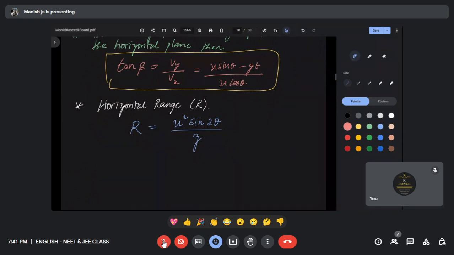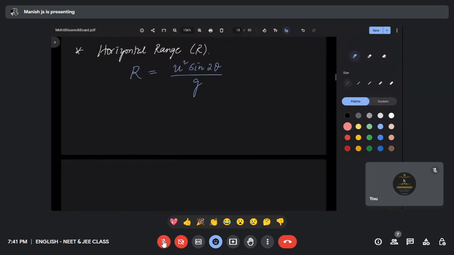Okay, so we'll be using this formula to find out horizontal range. So again, this is necessary for us. Let me box it. And then we have the maximum horizontal range. We'll be looking at the conditions for horizontal range. There is one special condition which is very important.